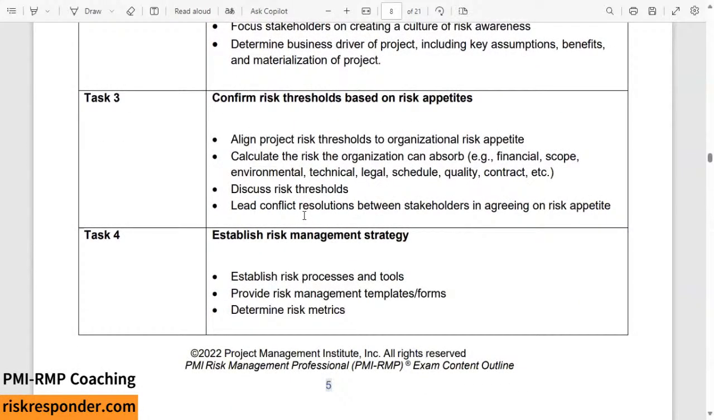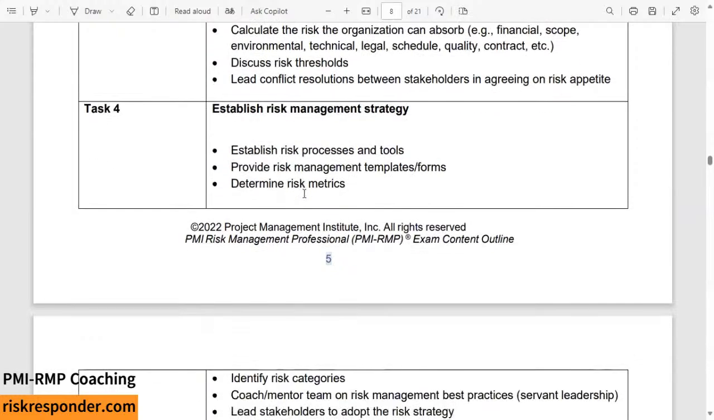Task 3, confirm risk thresholds based on risk appetite. Risk appetite is how much risk a team or a person is willing to take on to pursue an opportunity. A risk threshold is that level at which you need to report the risk to a higher authority, escalate the risk, or take some sort of action. So all of these definitions have to be understood before the exam. Establish a risk management strategy.